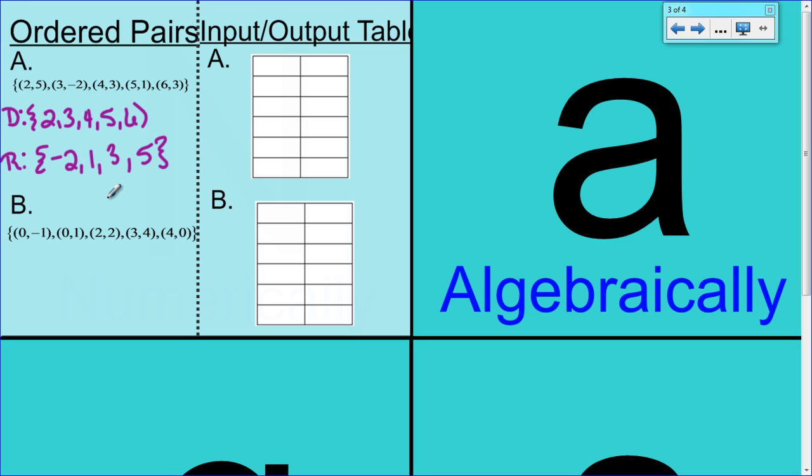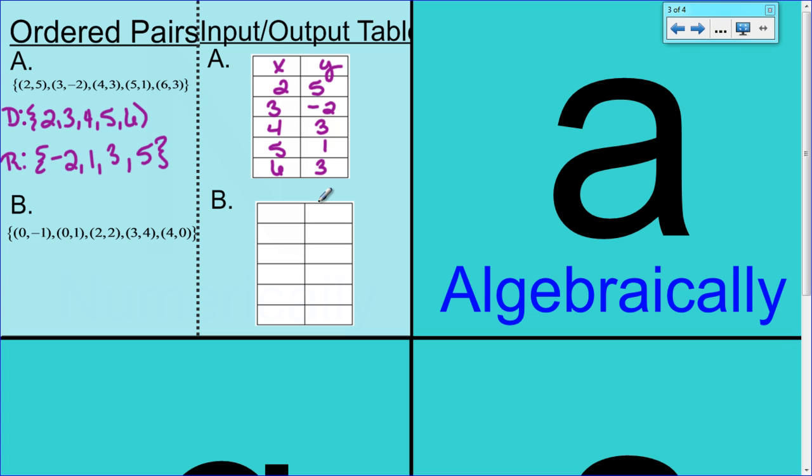So now we're going to take this domain in our x's and our y's, and we're going to put them in a table. So we're going to go from the ordered pairs to the table. So this is x, this is y, and I'm just going to take each ordered pair and put it in the table. So the first ordered pair is 2, 5, so I go 2, 5. The next one is 3, -2, then 4, 3, 5, 1, and 6, 3. All I did was convert these ordered pairs to points on the table. Same thing.